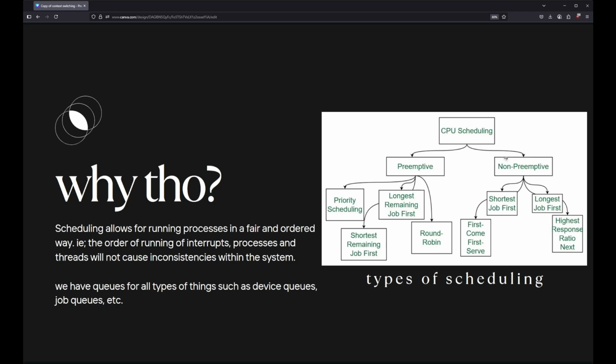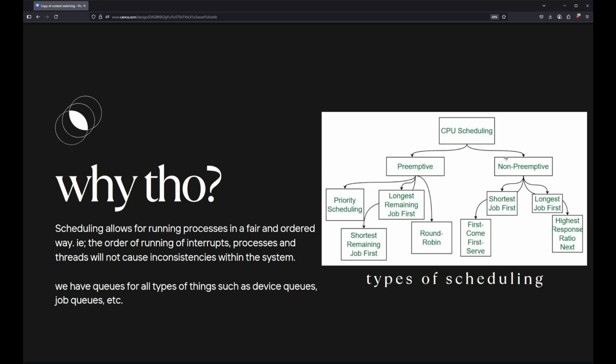But yeah, we also have on the preemptive side, priority scheduling, shortest remaining job first, and round robin. At least most of these should be covered. I believe six of them on the screen are covered in these slides, and there's a bit more than just this. But yeah, when we schedule processes, obviously we need some sort of ordering.